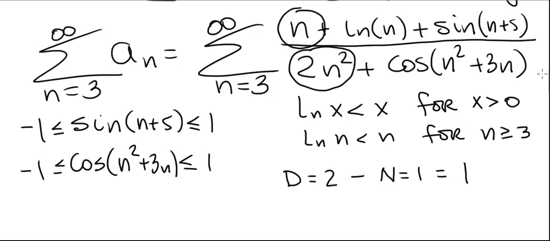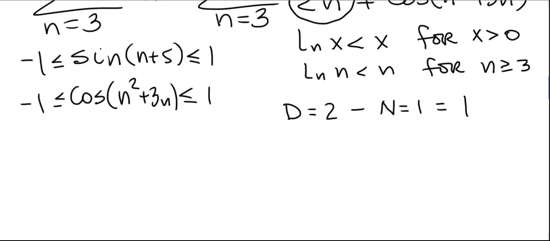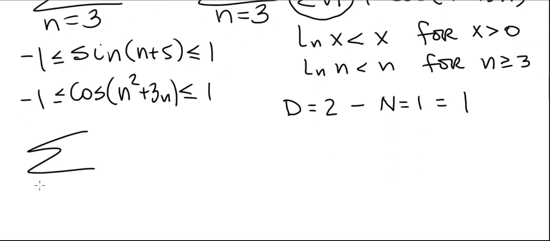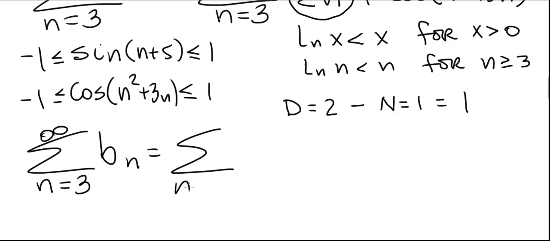And our selection now for the b sub n series, so it will be n equals 3 to infinity of b sub n, will be the simplest series so that the difference in powers, denominator minus numerator, is 1. And of course such series is summation from 3 to infinity of 1 over n.